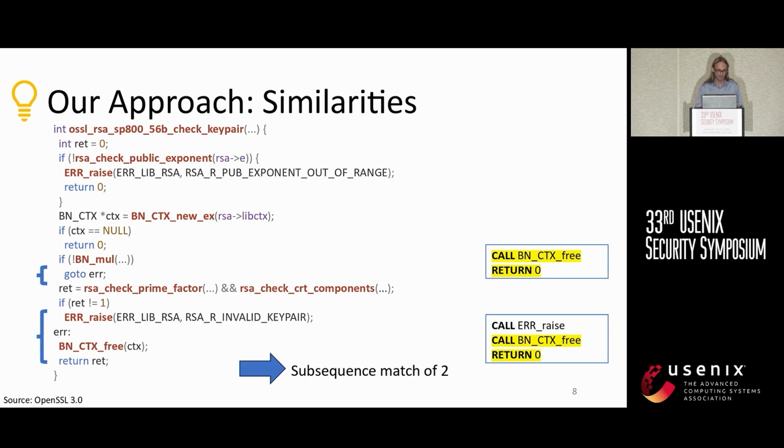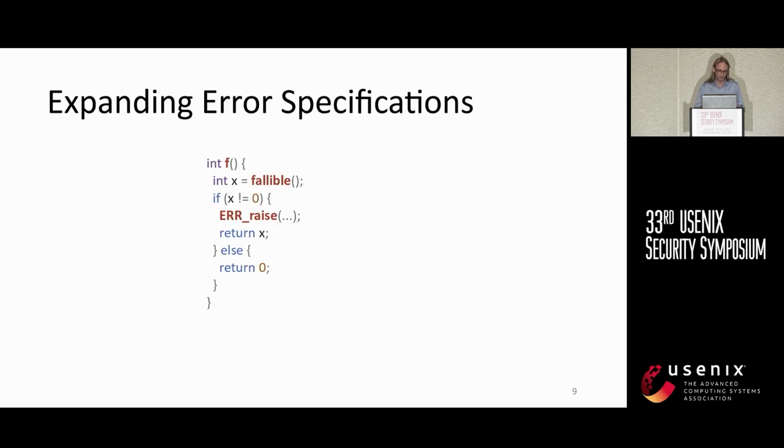However, this is not enough on its own, because take a look at this example. So we call a function, compare it with 0, and then call error raise. But there's only a single check. There's no similar code to compare against. Fortunately, though, we do see the error raise function again.